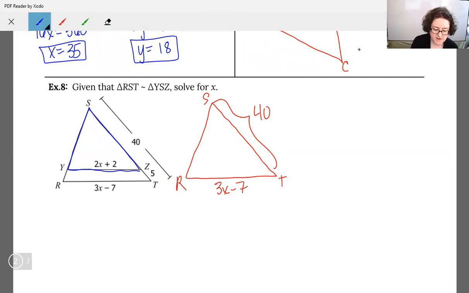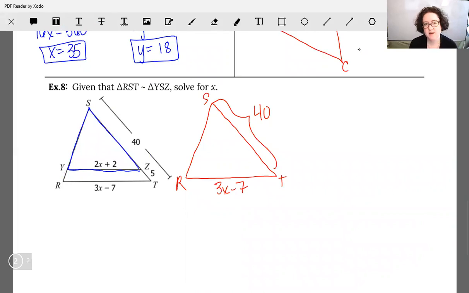So for my blue triangle, looks like I have a label on the bottom. I have the 2x plus 2, but what's going on with the right-hand side? Well, if I know the whole thing is 40, and we're given this small piece down at the bottom, which is 5, that means my leftover top piece, the right-hand side of that blue triangle, just subtract them, that'll have to be a 35. So now I have all the info I need to write this out.